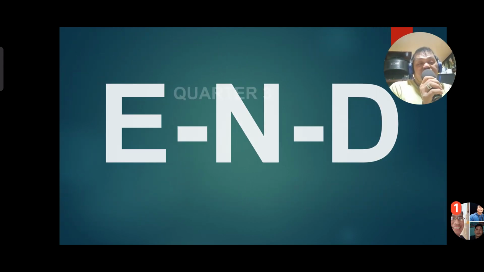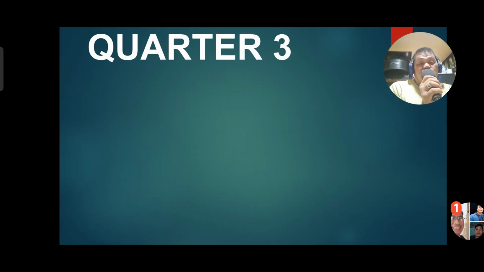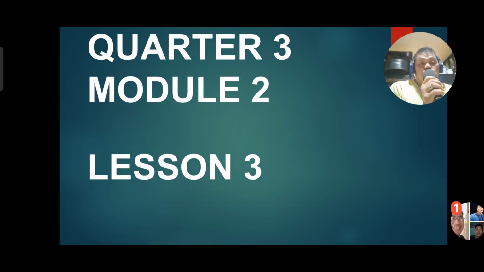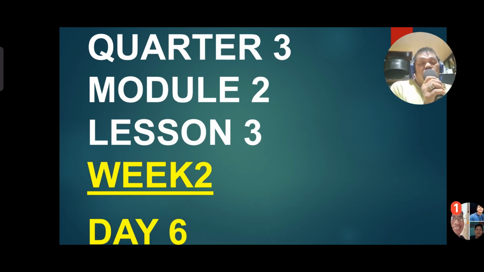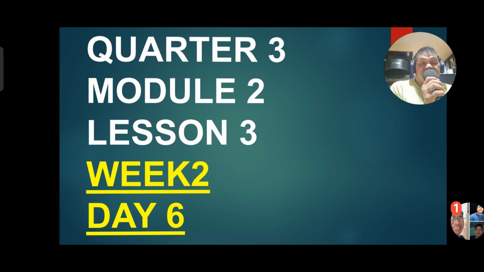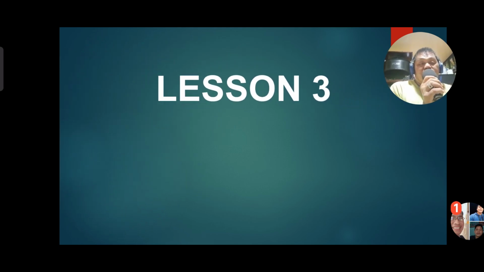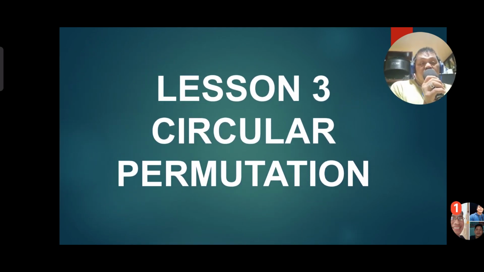So it's the end of our topic. So next topic will be quarter 3, module 2, lesson 3, week 2. We have day 6. And lesson 3 is all about circular permutation.